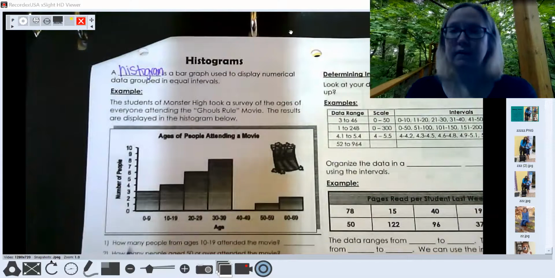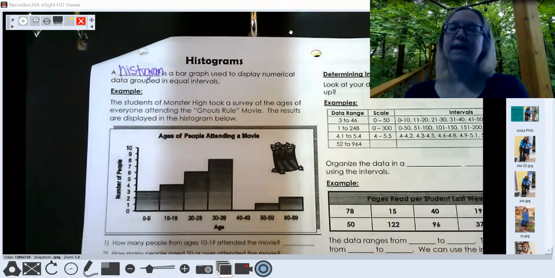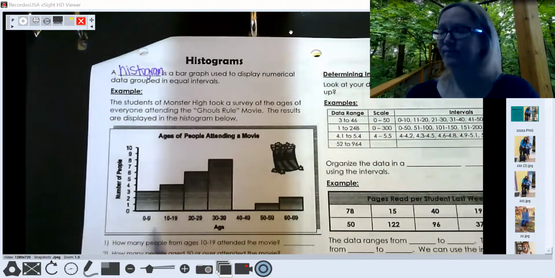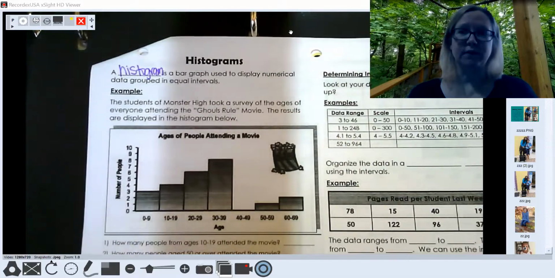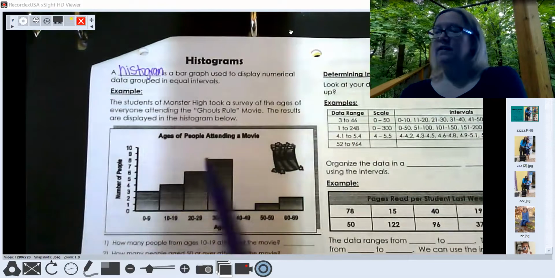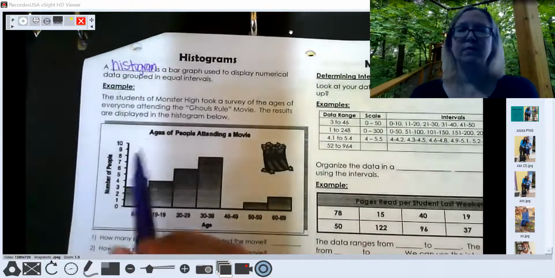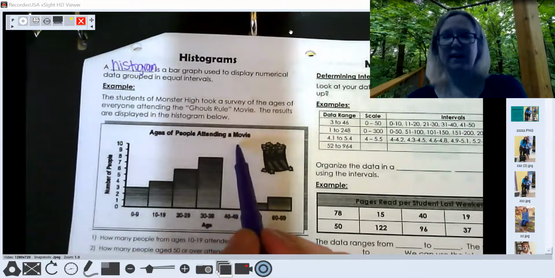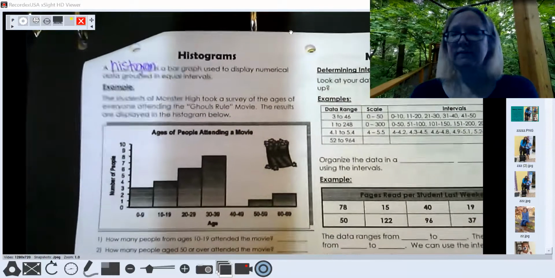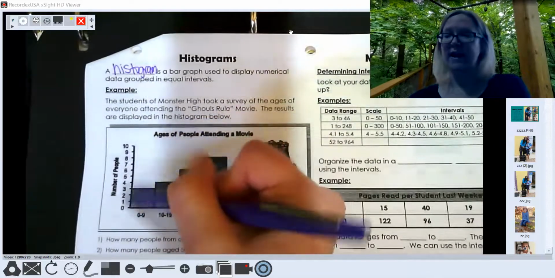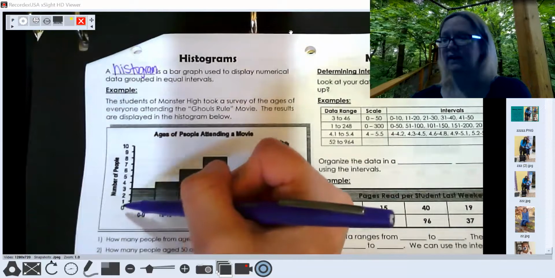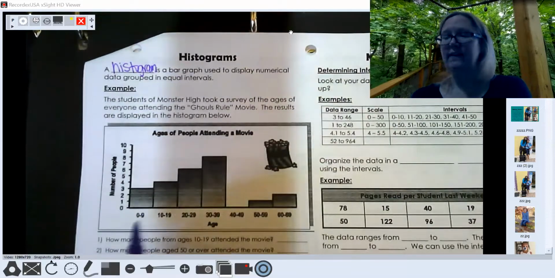In other words, it's number data. So it wouldn't be categorical data like a thing, a person, an animal. It's going to be number data, and it has to be grouped in intervals, which we were just discussing. For the example on page 13A, you have the ages of people who attended a movie, all right? The y-axis is your frequency, and the x-axis is the ages, grouped into intervals.